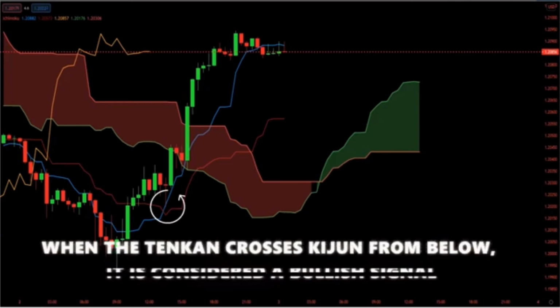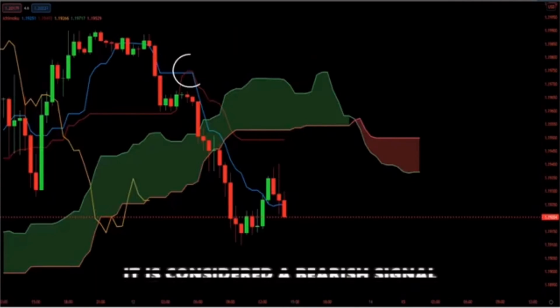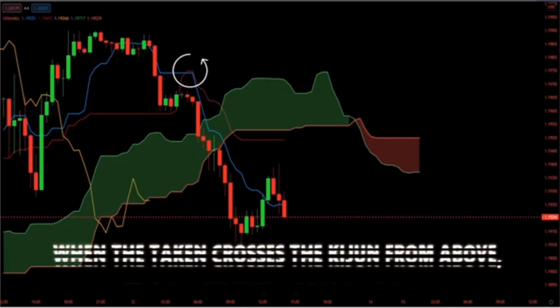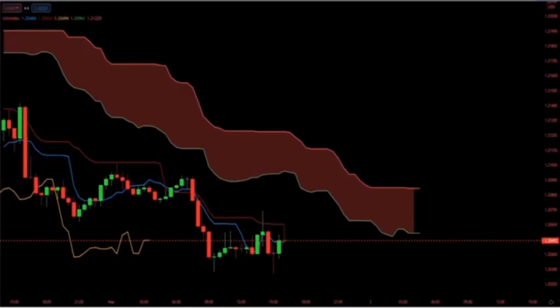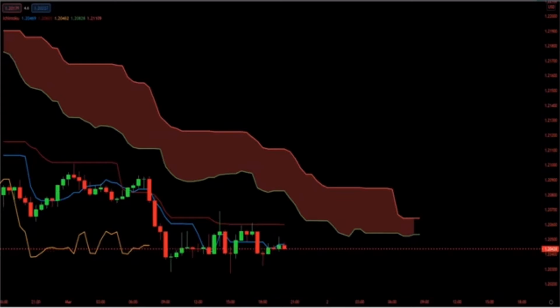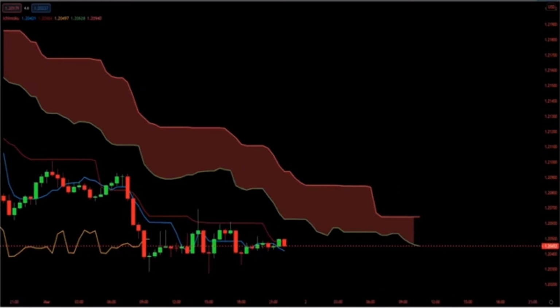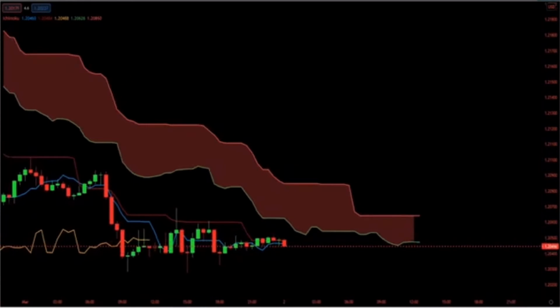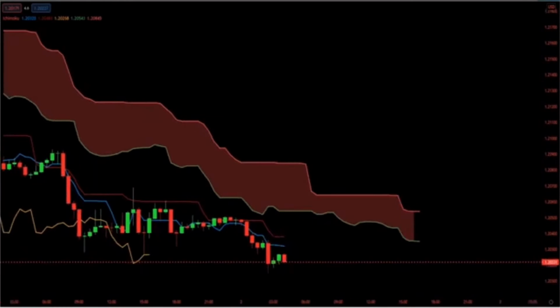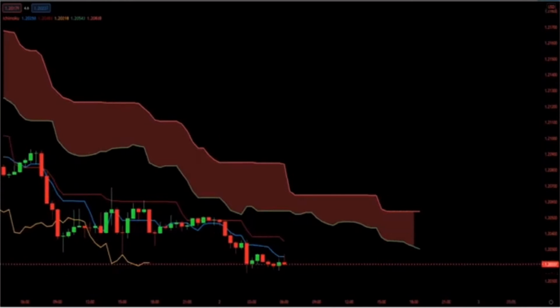Furthermore, the Ichimoku charting technique provides bullish and bearish signals of various strengths. When the Tenkan crosses the Kijun from below, it is considered a bullish signal. When the Tenkan crosses the Kijun from above, it is considered a bearish signal. The Kijun line is shown as the red line above. The strength of the Ichimoku trading signals is assessed based on 3 factors. How far away is the price movement relative to the cloud? How far away is the Chikou span relative to the cloud? How far away is the crossover relative to the cloud?